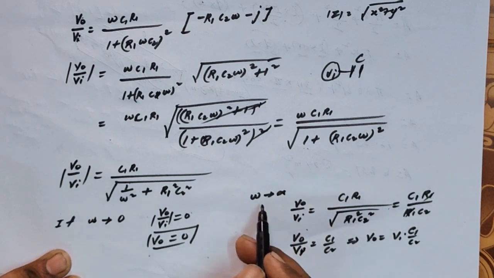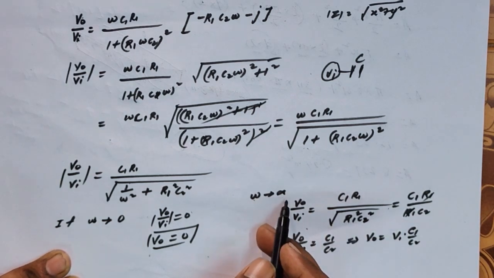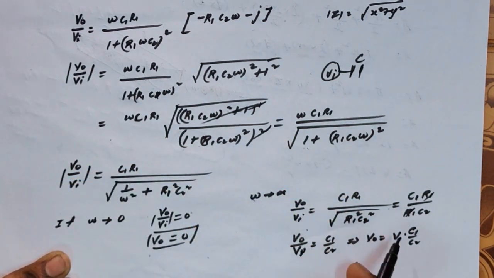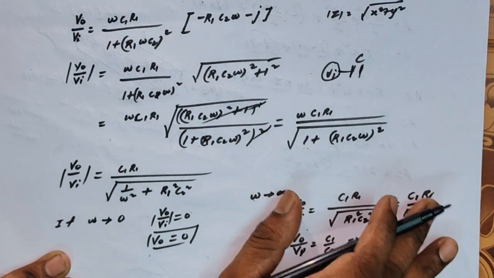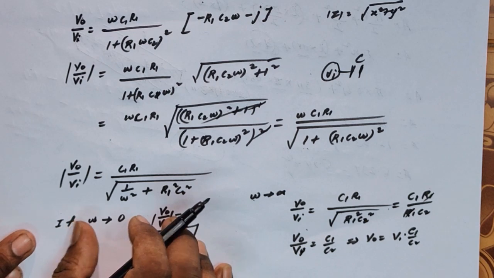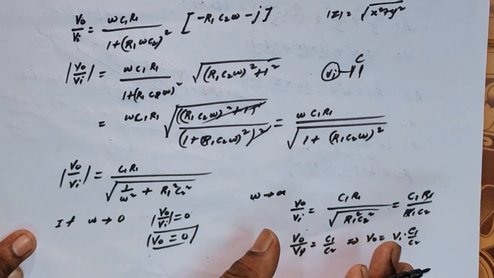In this case, when the input frequency approaches infinity, if you give a higher frequency wave to the input, there will be output voltage. That means it is allowing the high frequency and blocking the lower frequency. The given circuit will act as a high pass filter.